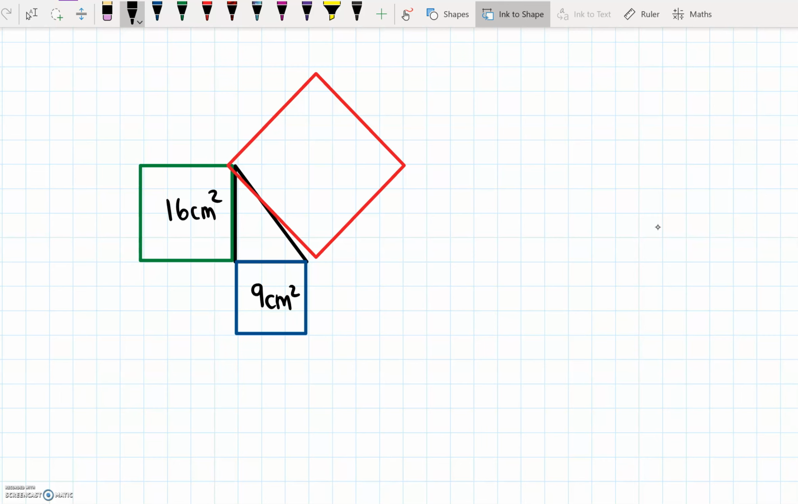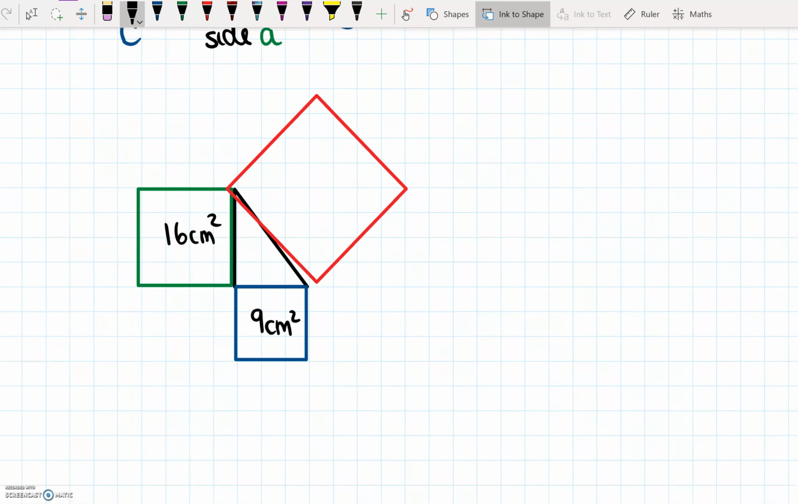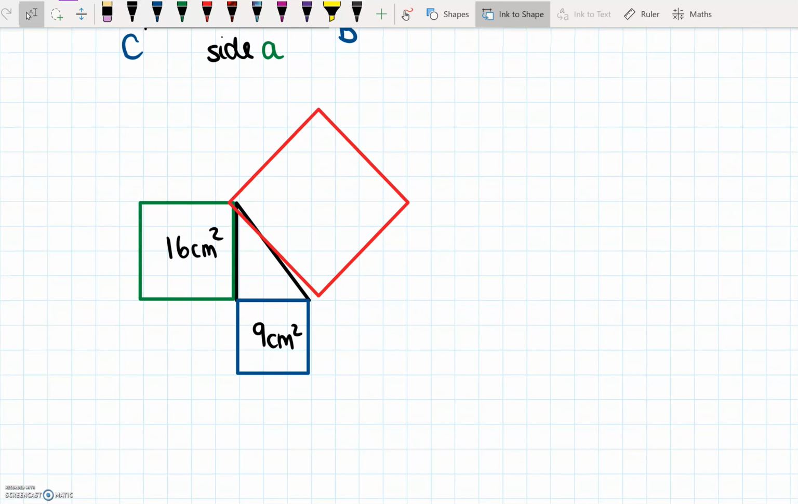Now, if we actually measure this red square, what we get is that this side that runs along the hypotenuse, and therefore the other sides of the square, are 5 centimeters. This will give us a square of 25 centimeters squared. Now what you can see is that there's a relationship between these, because 9 plus 16 is equal to 25.